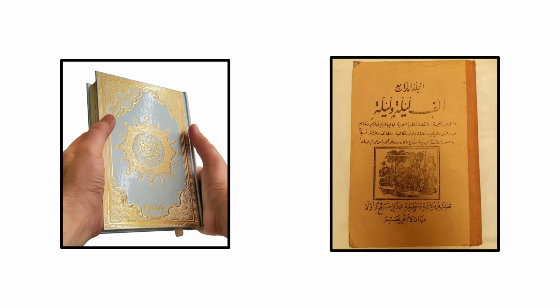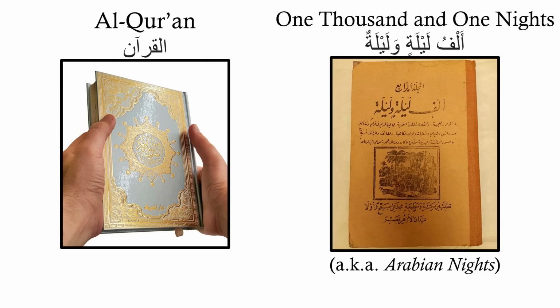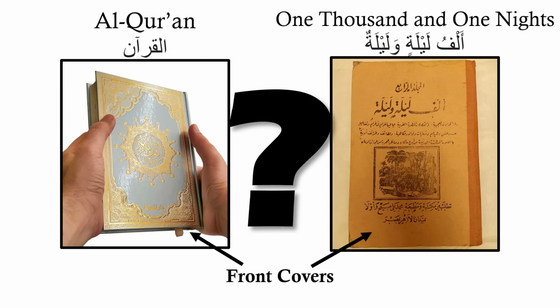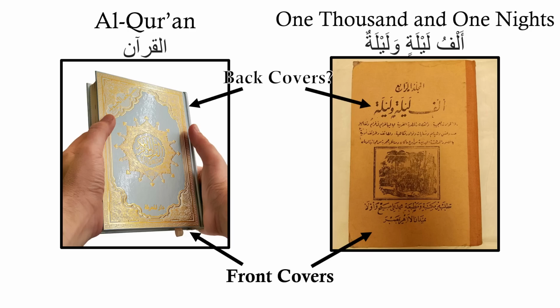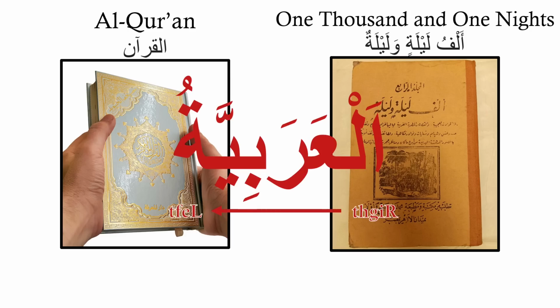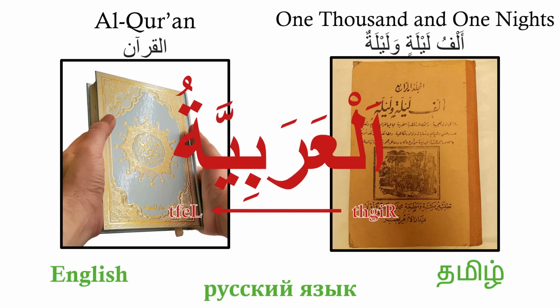These are two of the most famous books in the Arabic language. This is the Quran, and this is 1001 Nights. Notice anything? These are the front covers, though someone used to writing a European or Indian language might expect these to be the back covers. Arabic reads from right to left, while English or Russian or Tamil reads from left to right.